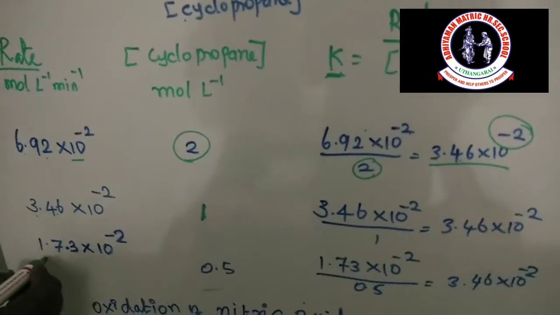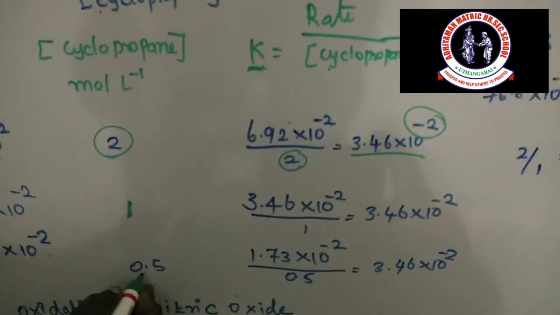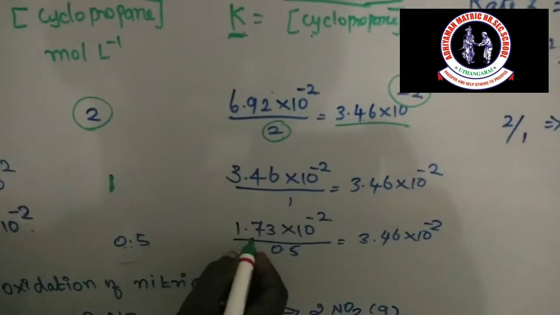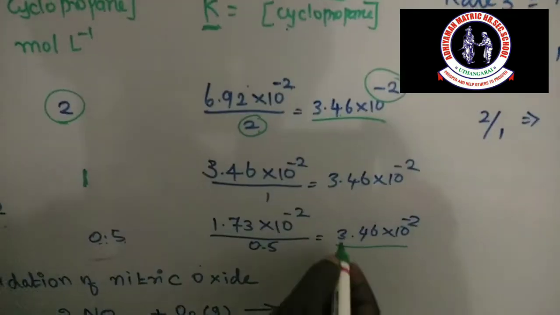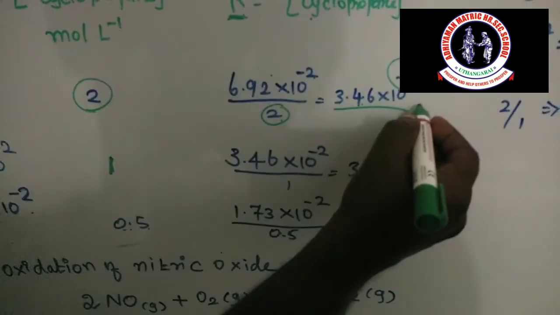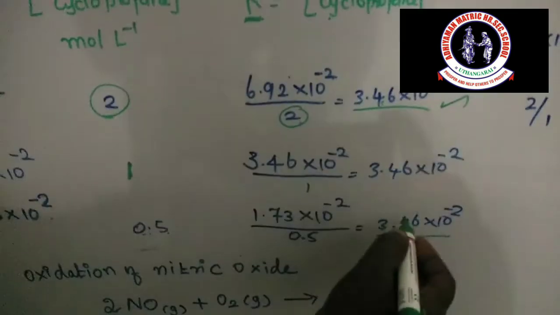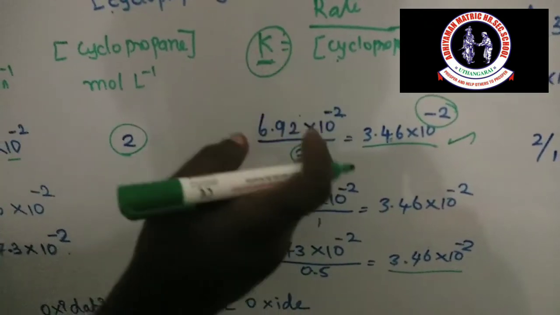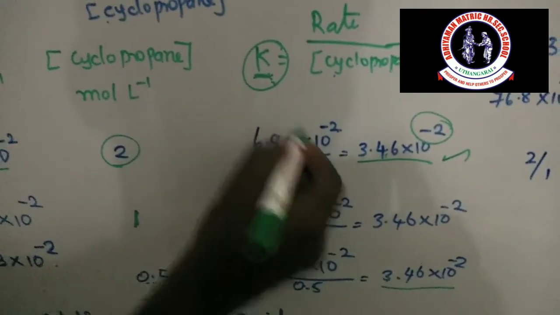And the third experimental value, 1.73 into 10 to the power of minus 2, and the concentration of cyclopropane is 0.5. So 1.73 into 10 to the power of minus 2 divided by 0.5 is equal to 3.46 into 10 to the power of minus 2. Okay students, we see that all three values are the same, because the concentration of cyclopropane changes and the rate also changes, but the rate constant will not change.